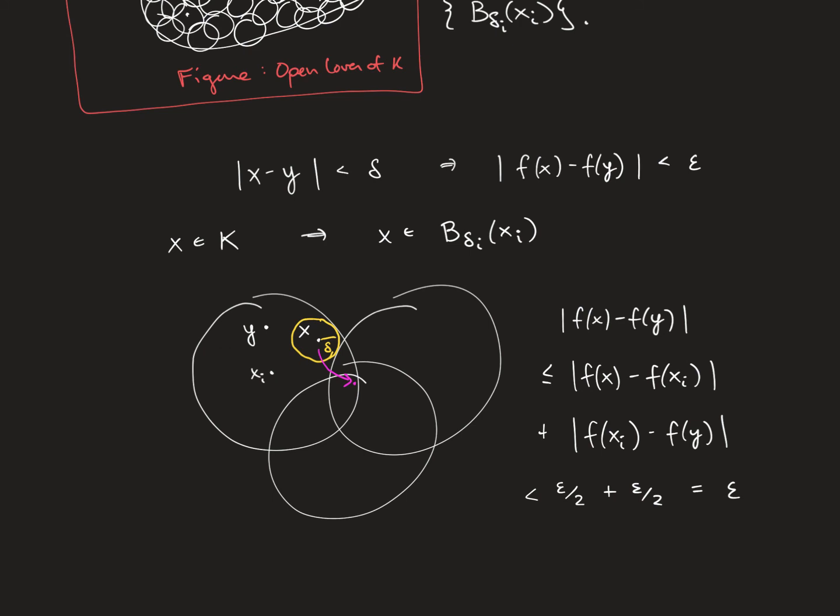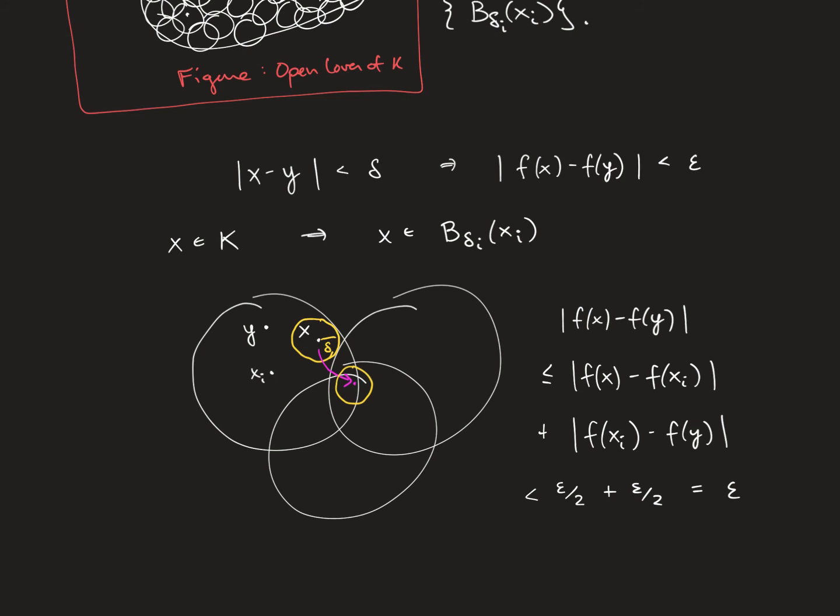Because now my delta is too big. I'm going to end up outside of this x sub i ball. I'm going to be in a different x sub i ball, right? And I don't necessarily have information about how far apart the images of the different x sub i are. All I know is that everything within these balls around the x sub i is close together, but I don't know about things in different balls.